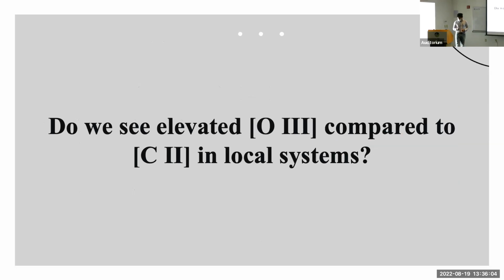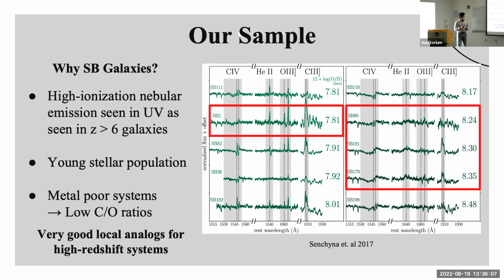So the main question of my project is, do we see elevated O3 compared to C2 in these local systems? For our sample, we chose these 4 galaxies: SB2, SB80, SB179, and SB191. SB over here stands for Shirazi and Brinkman. They selected these 3 criteria to be dominant for selecting these local systems, which are pretty similar to the high redshift systems. The first parameter is the high ionization nebular emission, as it was seen in UV for these galaxies, which is very similar to the emission seen in Z greater than 6 galaxies.